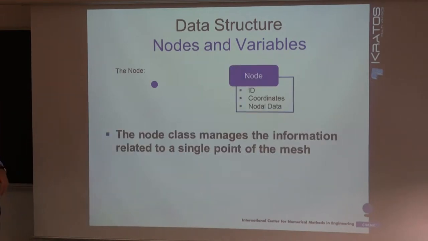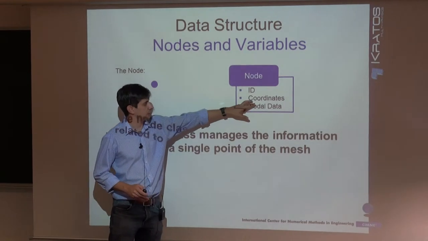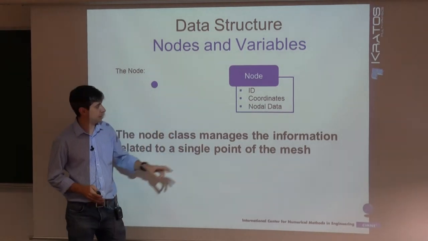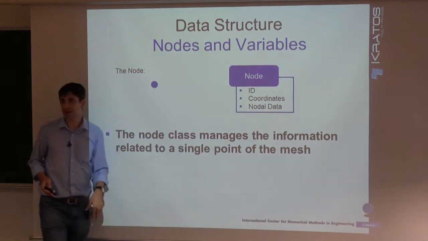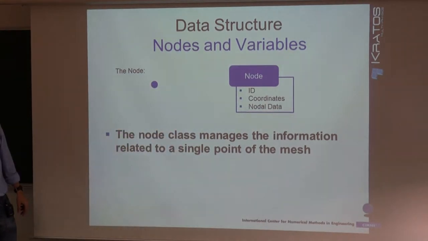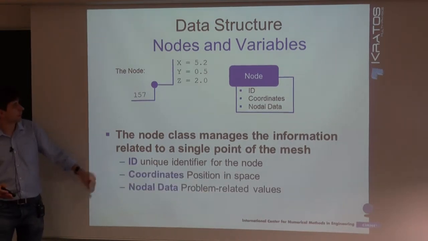So we have the node. And the node has an ID, has 3 coordinates in space for 3D. And it has a space to store the nodal data. This is OK.